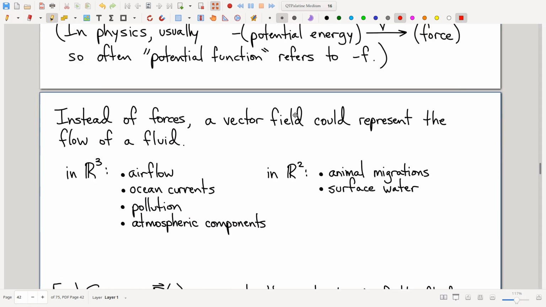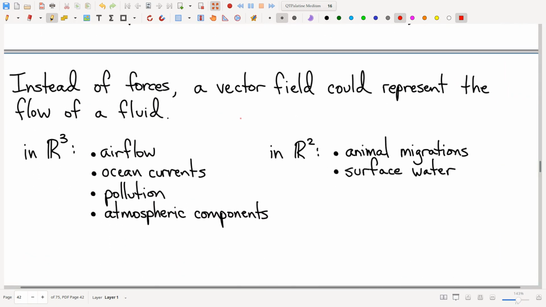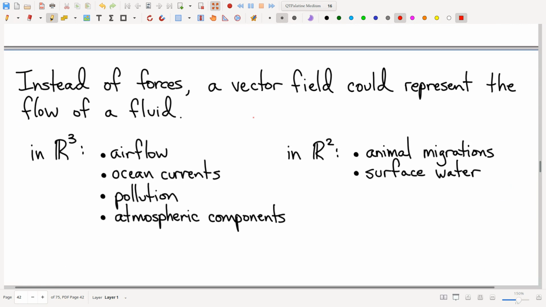Okay, moving along. So let's talk about some physical examples. We've already talked about gravity. We've talked about electric fields. In both of those cases, the vector fields represent forces. I claim vector fields don't always represent forces. Here's a bunch of examples of vector fields that are not forces.